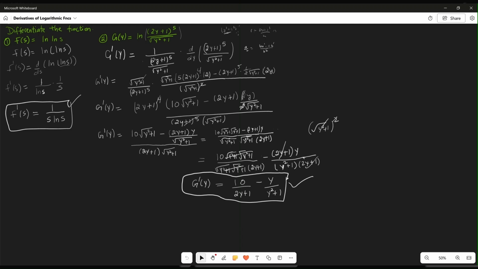Now I also like to show you the simplified version of this problem number 2, another way of solving this. And you will find this one easier than this one. Let's get started.